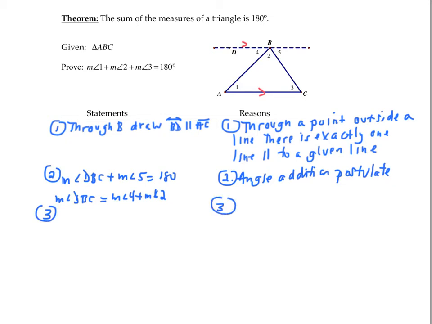In step 3, we're going to use substitution, and we're going to take out the measure of angle DBC and replace it with the sum of angle 4 and angle 2. So we'll have the equation, the measure of angle 4 plus the measure of angle 2 plus the measure of angle 5 equals 180. And again, that's by substitution.